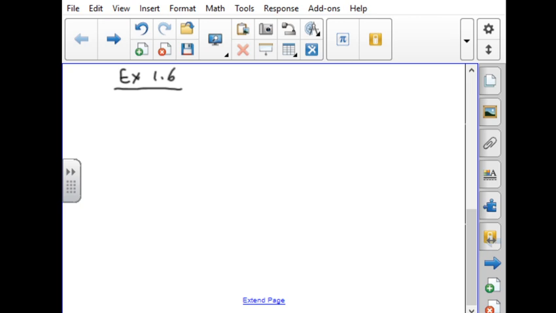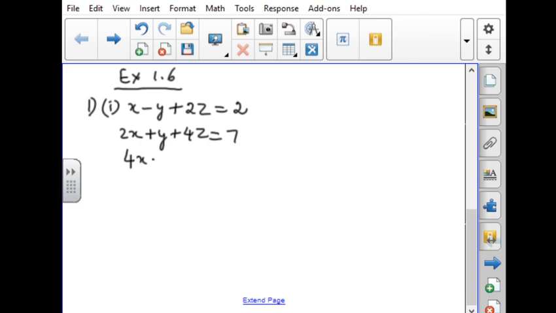So first problem, subdivision 1. The equations given are x minus y plus 2z is equal to 2, and then 2x plus y plus 4z is equal to 7, and the third one is 4x minus y plus z is equal to 4. Okay, so this is the given system of linear equations.